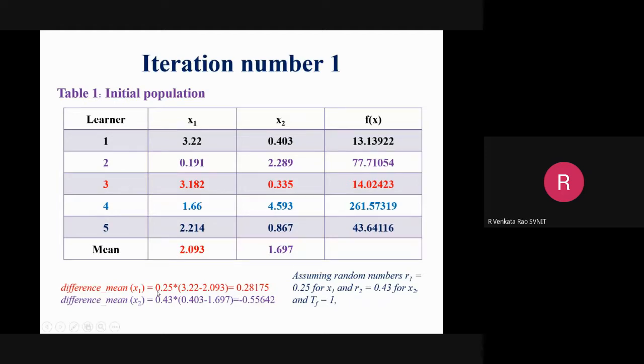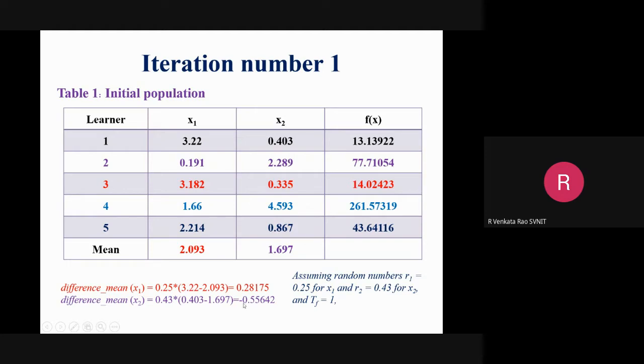How will we modify? The difference mean x1, which you have calculated as 0.28175, you add to the x1 column. Each element of the x1 column is increased by this difference mean x1. 0.28175 is added to all these values under x1. Similarly, difference mean x2, that is minus 0.55642, is added to all the values under the x2 column. Added means as it is.